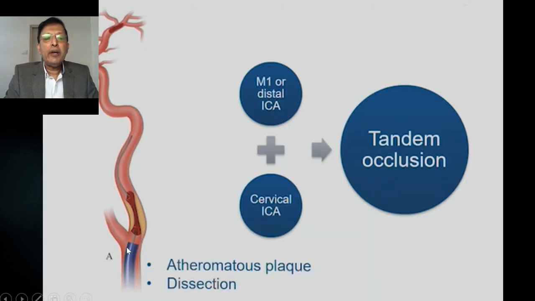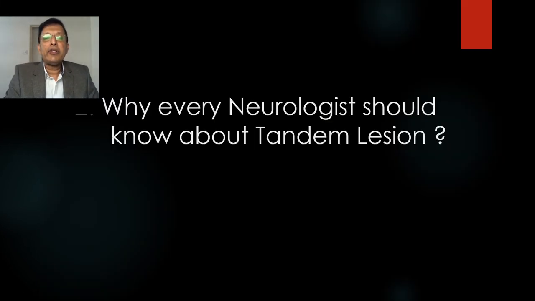You have the common carotid artery. There is a proximal internal carotid artery lesion here, and there is a distal occlusion. So you have two lesions. One is a proximal internal carotid artery occlusion and a distal occlusion in the MCA or in the distal ICA. When they have two lesions, that is called a tandem lesion.